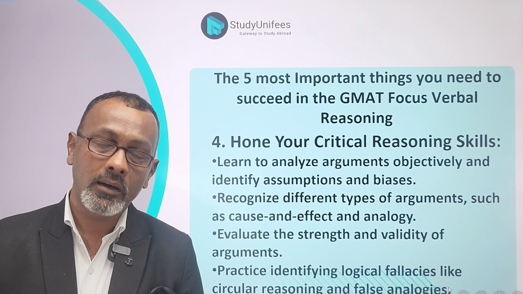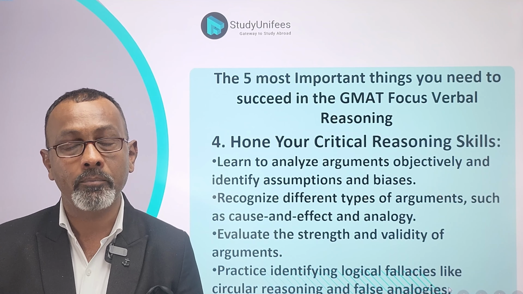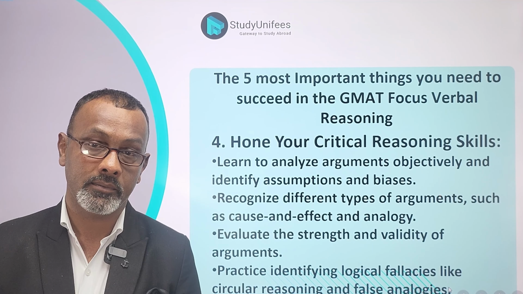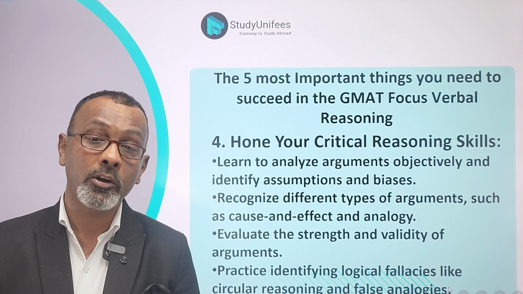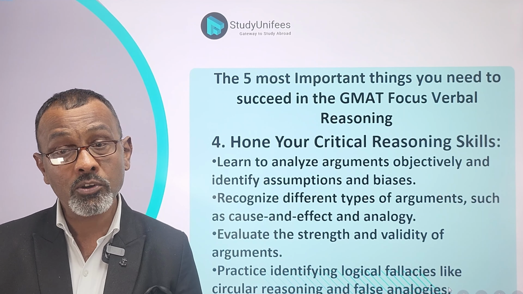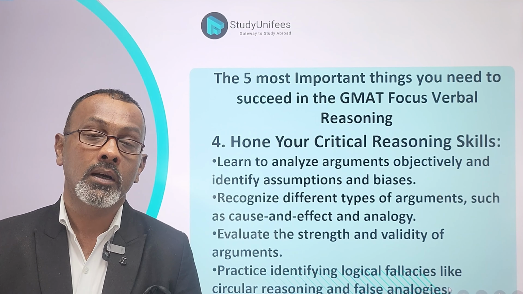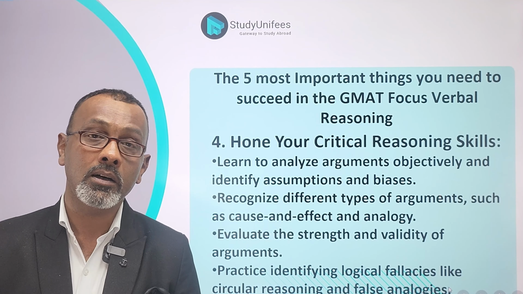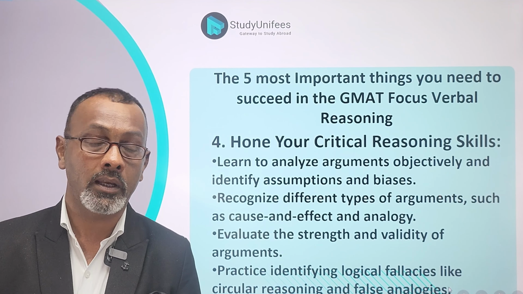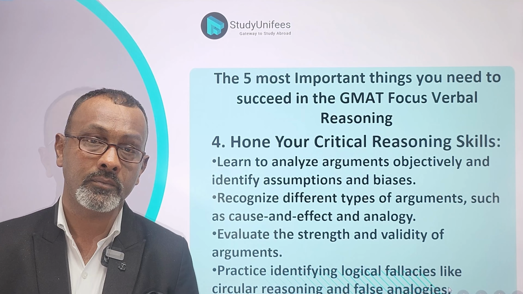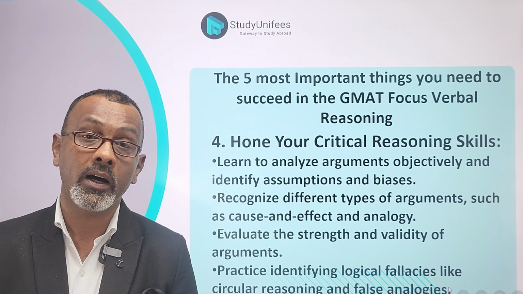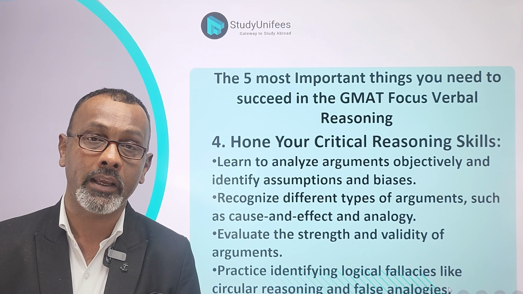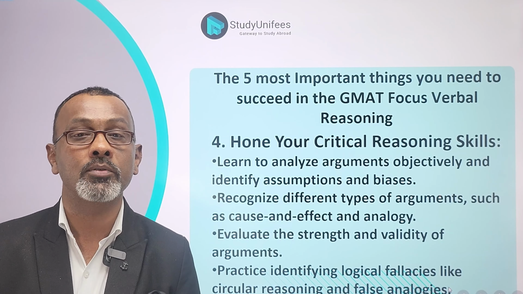Number 4, another thing that you have to do to excel, particularly at critical reasoning, is hone your critical reasoning skills. Understand argumentation. Learn how to analyze arguments. Learn how arguments are structured. Understand the components that you can see in an argument, like premises and conclusions. Also, learn how to identify assumptions quickly. Learn how to identify the jump in reasoning that takes place whenever an assumption is made.